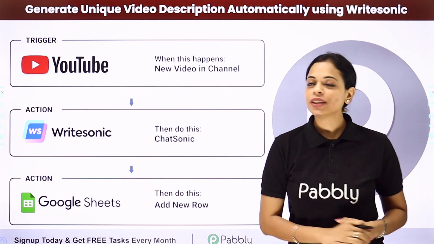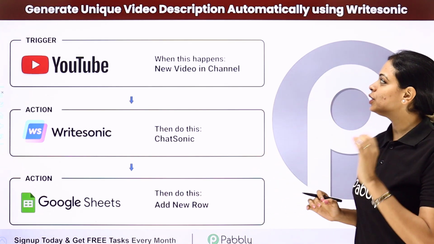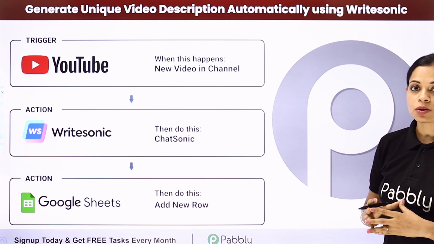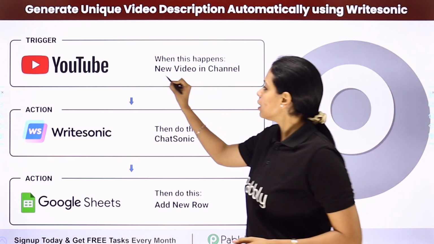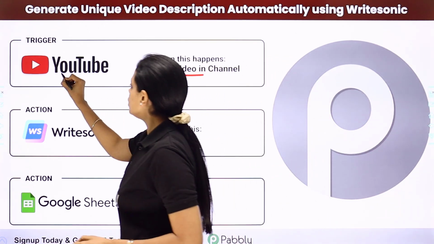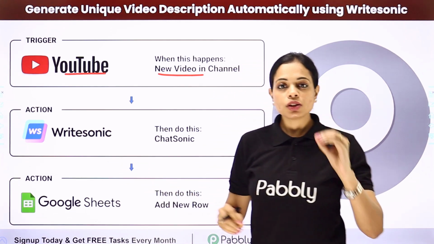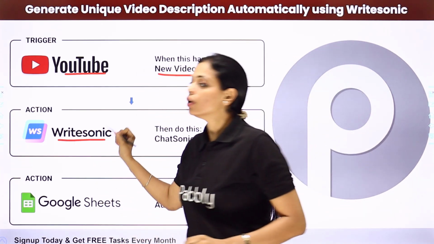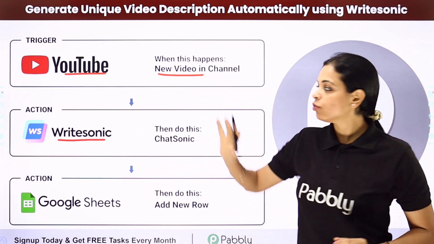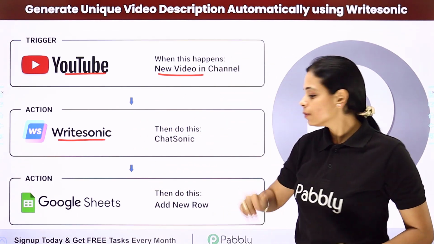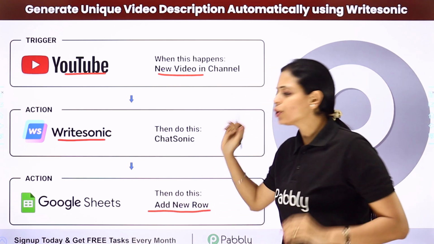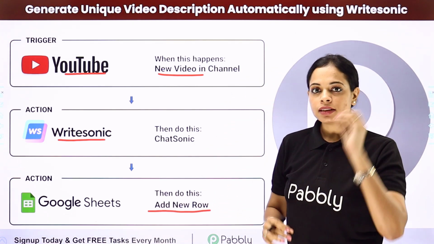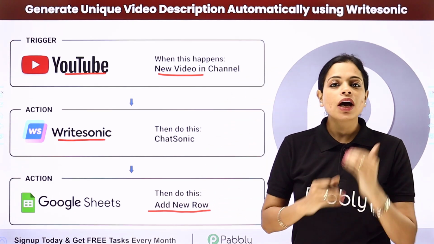In this video, we are going to see how to generate unique video descriptions automatically using Writesonic. So let's say that every time a new video is uploaded in your YouTube channel, then automatically you want that with the help of Writesonic, which is an AI developer, a description should be generated for that video title, and then again, in your Google Sheet or any other spreadsheet, that description should be added. Now how can that be done?